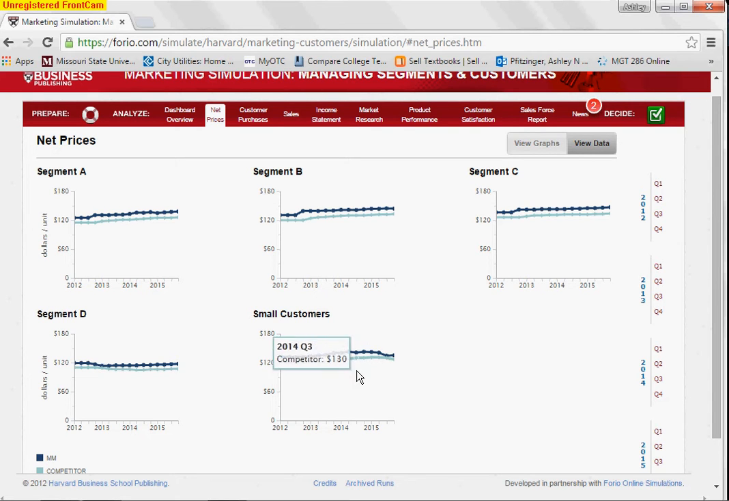As you can see, in small customers, towards the end when I increased the prices, their buying decreased. So for me, keeping a stable price of $143 with individual segment discounts was the best option for Minnesota Micromotors.